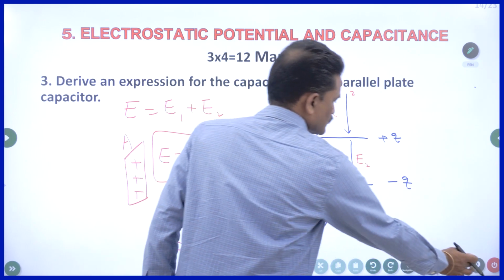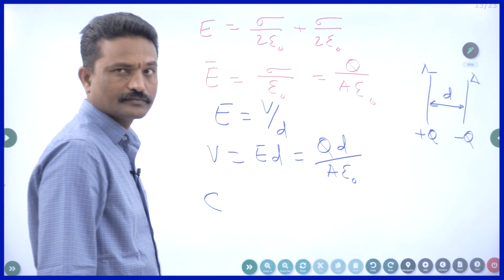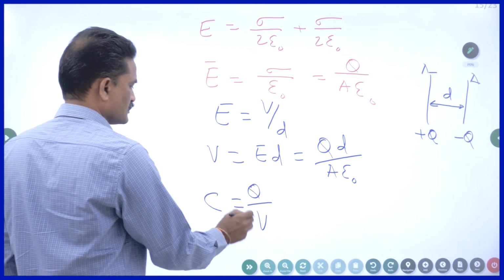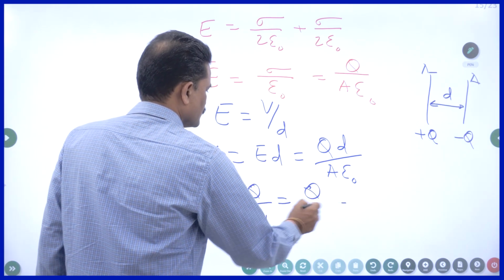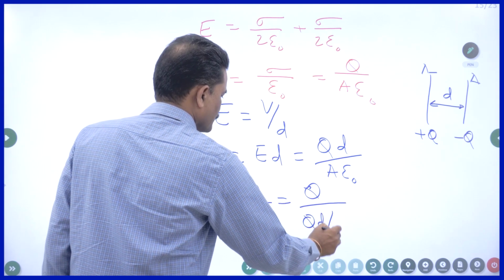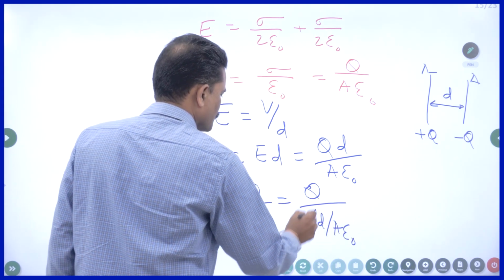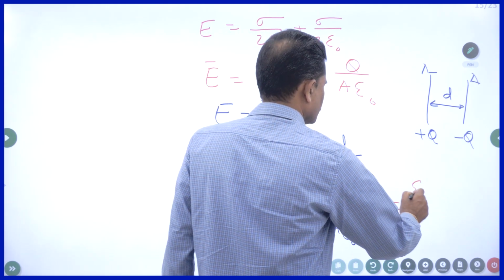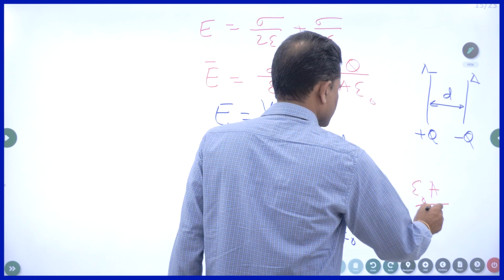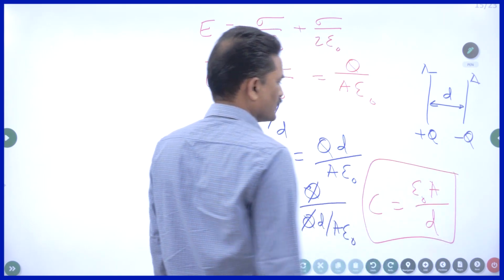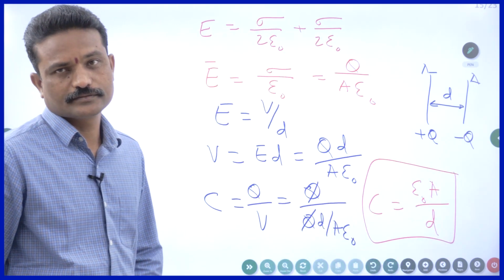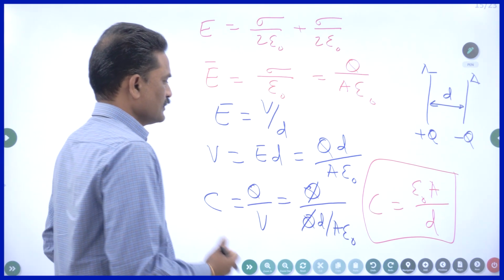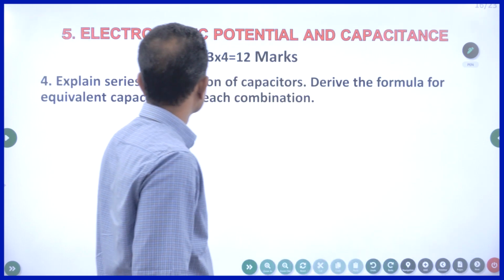Just now I wrote the expression for C: C is equal to Q by V. What is V? Substitute. Q divided by Qd by A epsilon naught. So Q gets cancelled, and you will end up with C is equal to epsilon naught A by d. If you derive this, you will be getting 4 marks. Is this clear? Right. Let us go to the next question.